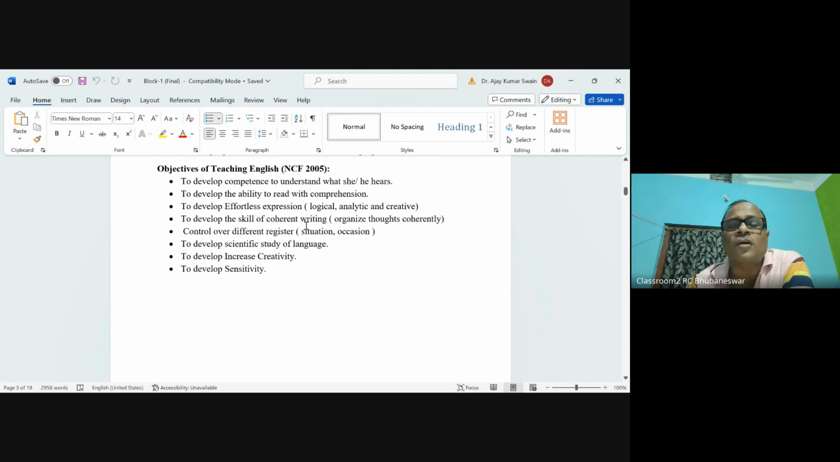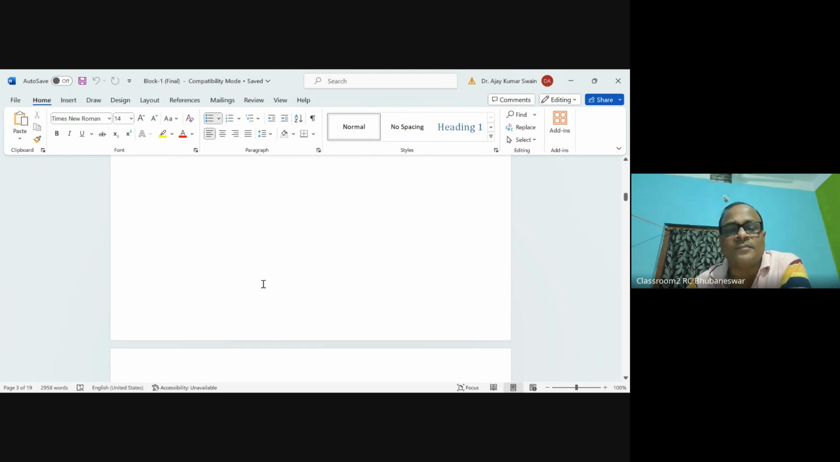Coherent writing means organizing thoughts coherently. Control over different registers like situation, occasion. To develop scientific study of language. To develop increased creativity. To develop sensitivity. These are the different objectives of teaching English as per the National Curriculum Framework 2005. Okay?